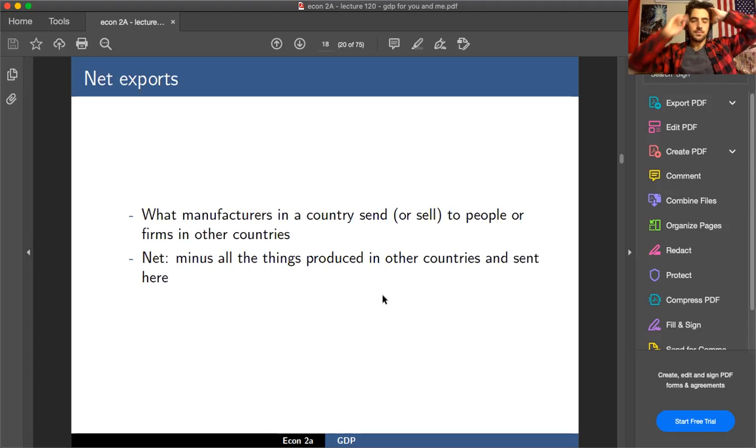Okay, net exports. Net exports is a little weird in the United States. It's simple, but it's weird. So it's what manufacturers in a country send or sell to people or firms in other countries, minus all the things produced in other countries and sent here. So that means purchased by our country.